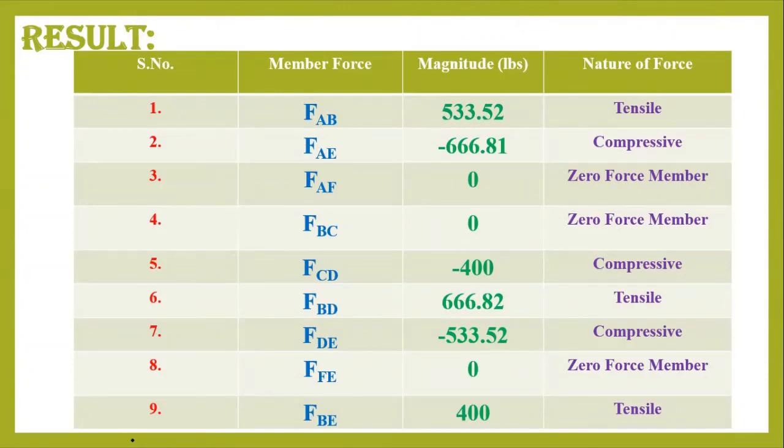So the first value is the tensile one. For example, if you are asked for the nature of the force, it is tensile, the member force is in tension, and the FAE is in compression. Then if you are getting the value 0, the member is called a zero force member. So you can see how we calculate the member forces for the truss.